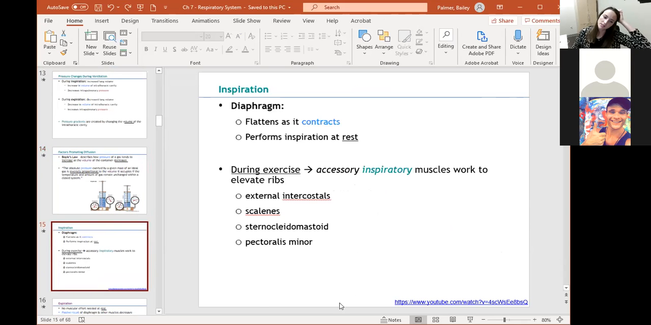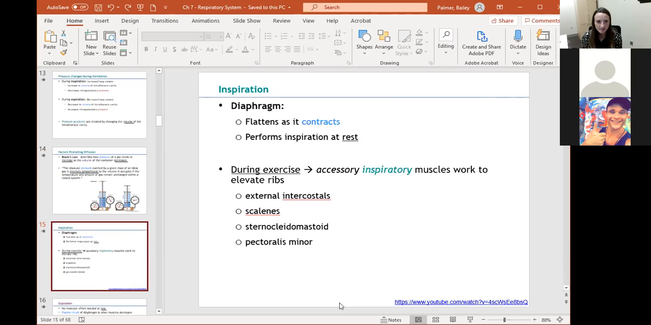Now let's talk about muscles. You'll have a question on your exam about muscles. I already said the diaphragm performs inspiration at rest. At rest, that's really when we're sitting here breathing in, the diaphragm is the only muscle that's really working. The diaphragm flattens. You would think that the diaphragm would contract as you inspire, but it flattens downward to allow the lungs to get bigger. So just know the role of the diaphragm during inspiration.